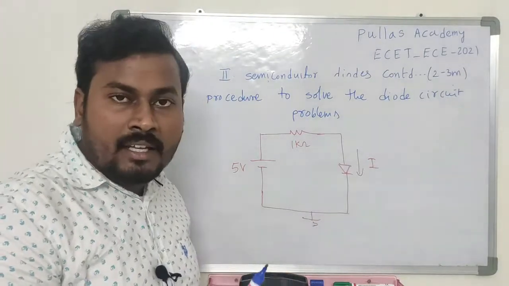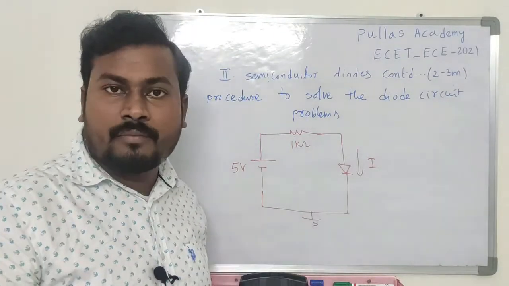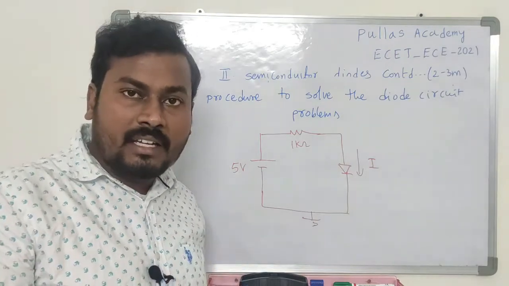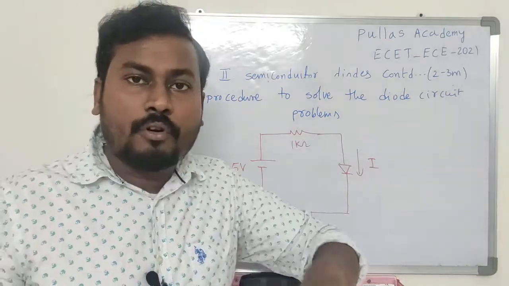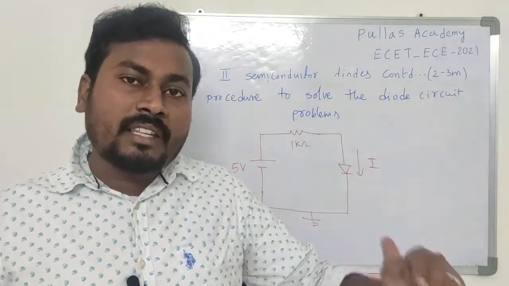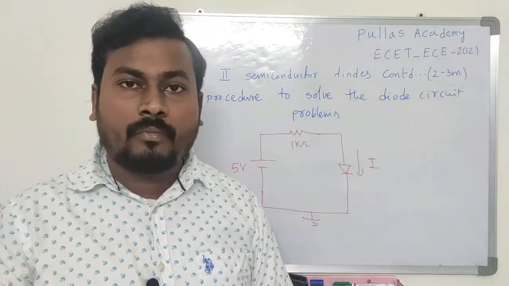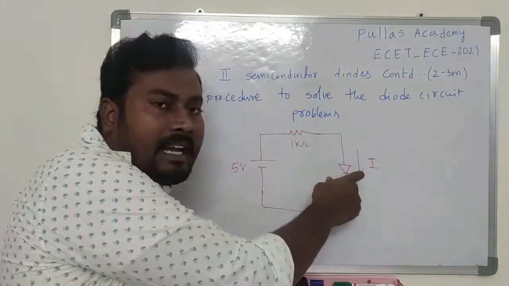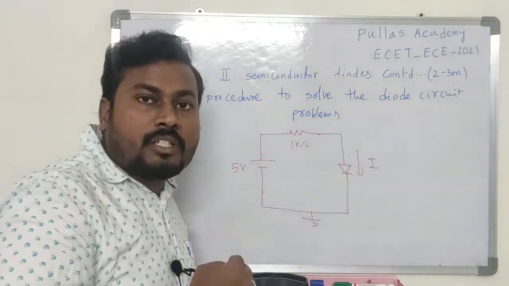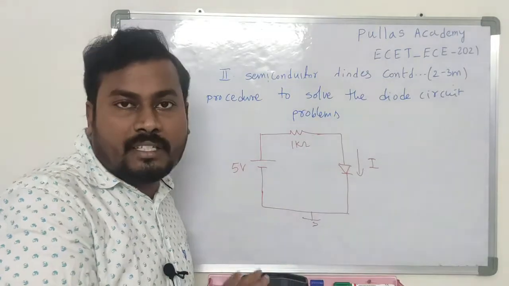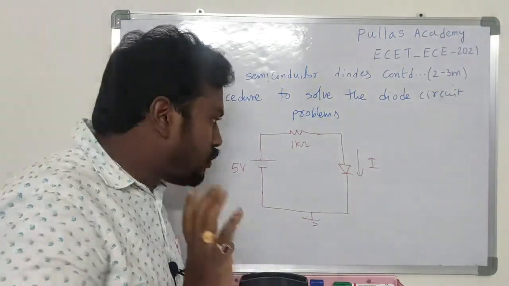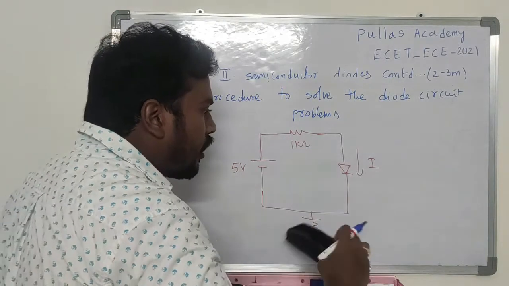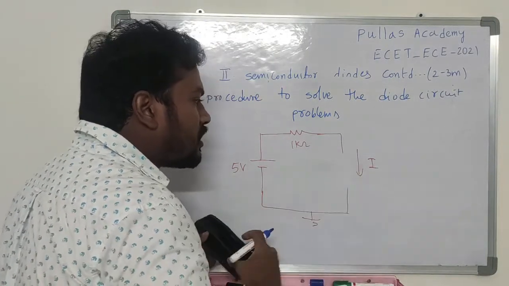Let's assume that this diode is forward biased. I am just assuming that this diode is forward biased, and if in the question they have given that it is an ideal diode, first we will assume that it is forward biased. It is just an assumption that it is forward biased. We will assume that it is, and what is the replacement of it? Short circuit.